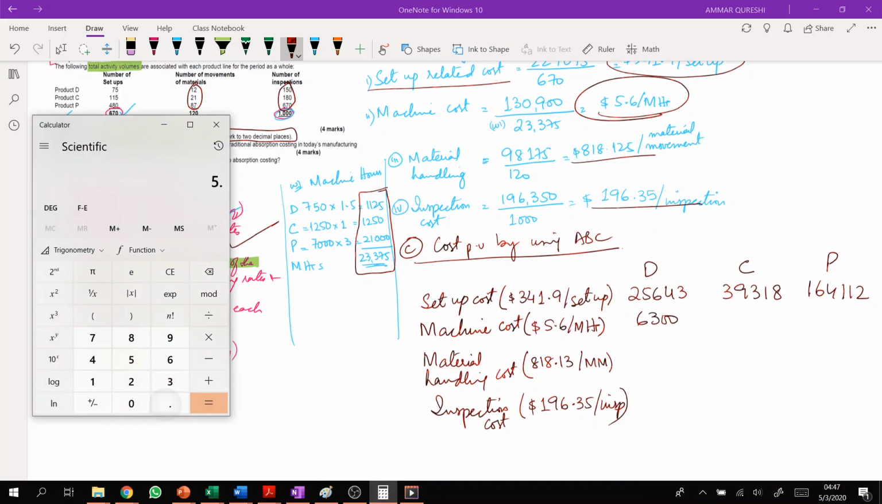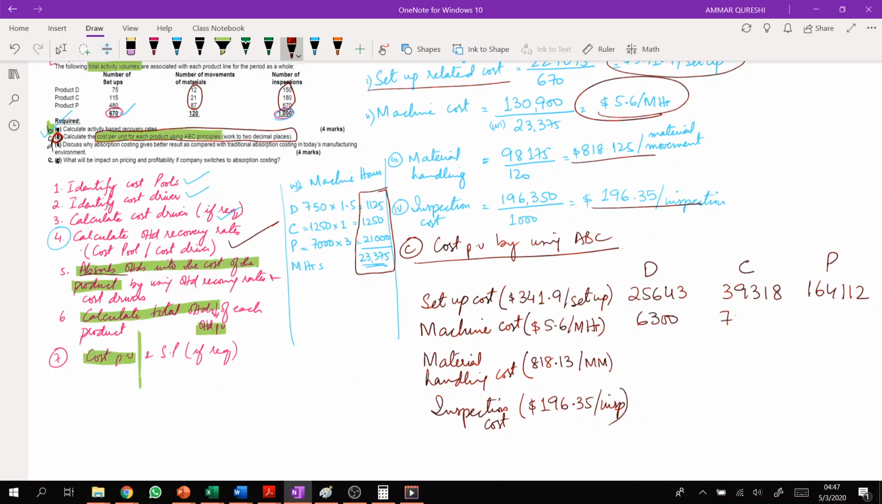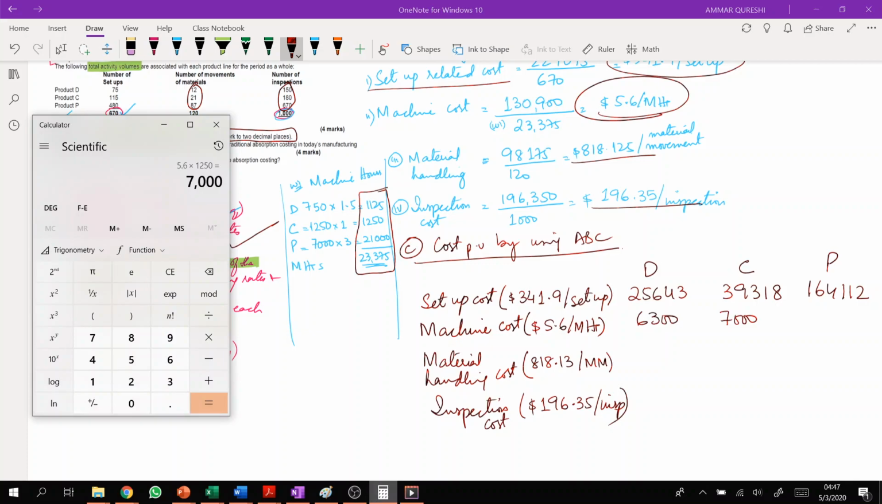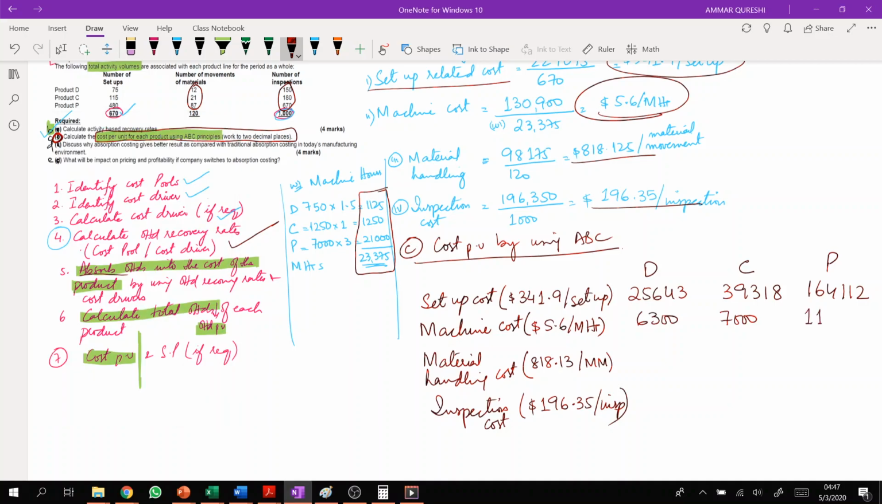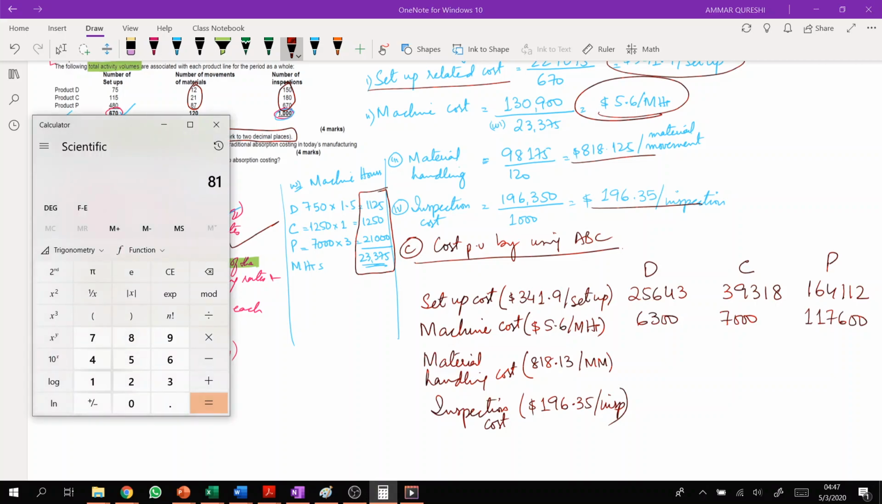Then 5.6 times 1250, that makes 7000. And then 5.6 times 21,000, that makes 117,600, right? Then material handling cost is 818.13 times 12, because there are 12 material movements in this case, so 9817.